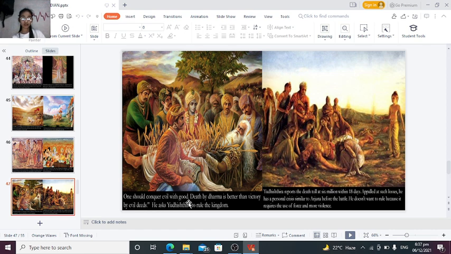One should conquer evil with good. Death by dharma is better than victory by evil deeds. He asked Yudhishthira to rule the kingdom. This is what Bhishma said. So Yudhishthira reports the death toll at 6 million within 18 days. So the battle ends in 18 days.